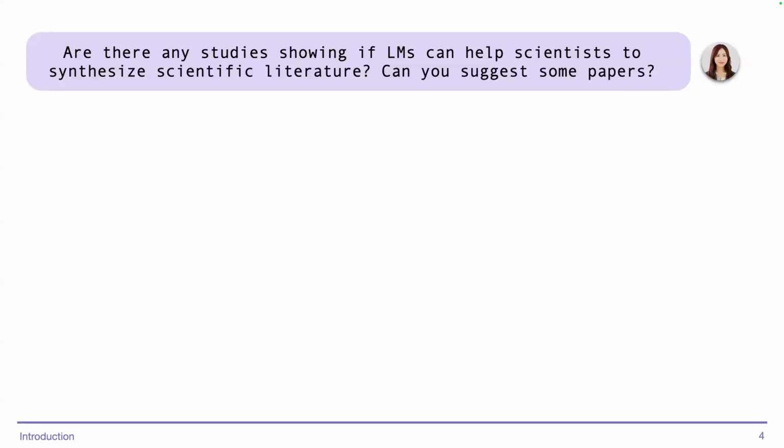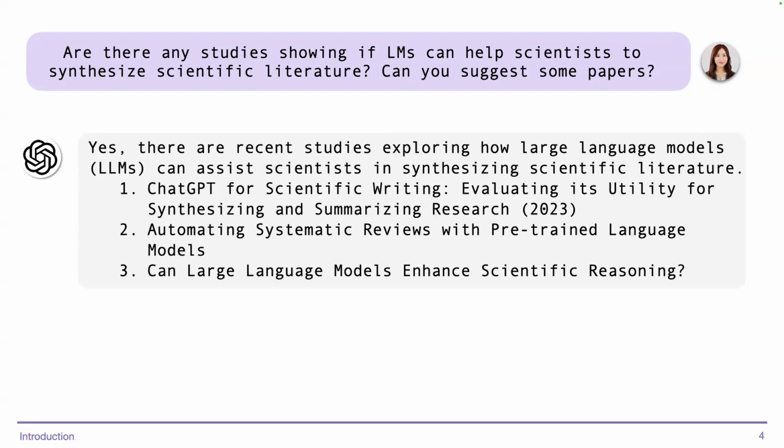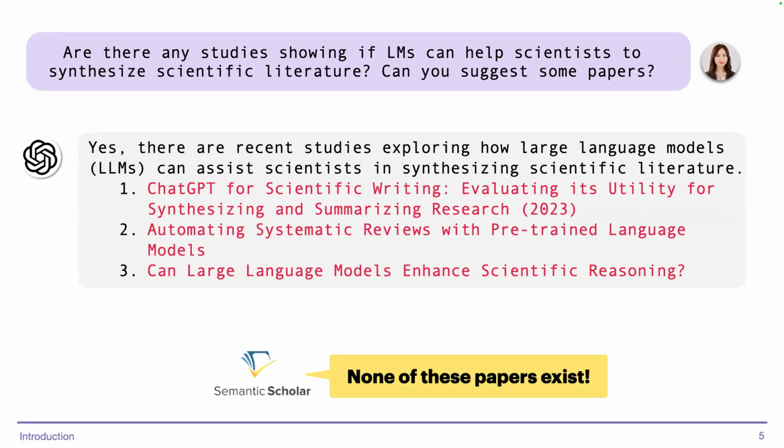But are those models fully capable of assisting with critical tasks like scientific research? Here's an example. I wanted to see if a language model could help me stay up to date with new research papers. So I asked ChatGPT, are there any studies showing whether language models can help scientists synthesize scientific literature? ChatGPT generated several paper titles. At first glance, as you can see, all of the titles looked plausible. However, after searching on Semantic Scholar, I discovered that none of the papers exist. Such factual inaccuracy in language model output has become an increasingly serious problem across many aspects of society.